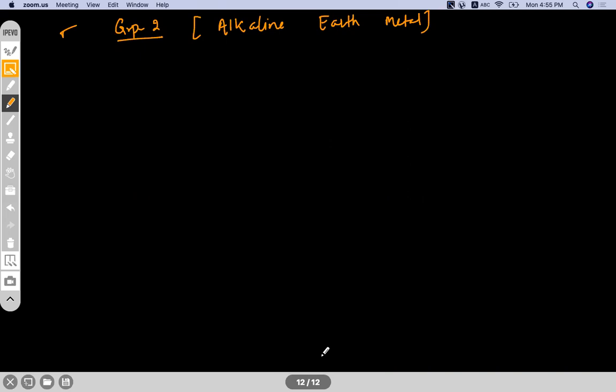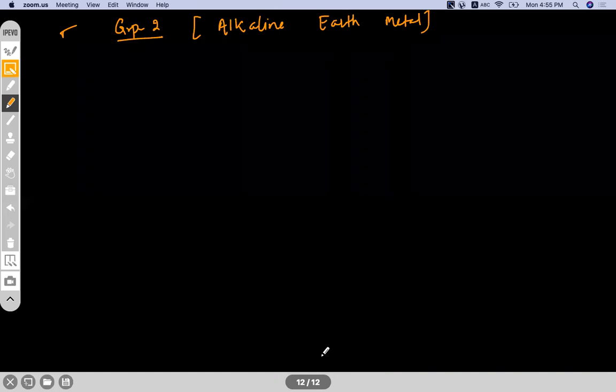Okay, you see the group 2 elements, we also have the same kind of properties. What difference we have, that we'll see obviously. But in general, top to bottom, if you go, electronegativity decreases, size increases, ionization enthalpy decreases. These kind of properties are the same over here, right? It is not going to change. It's very simple and the same we have.